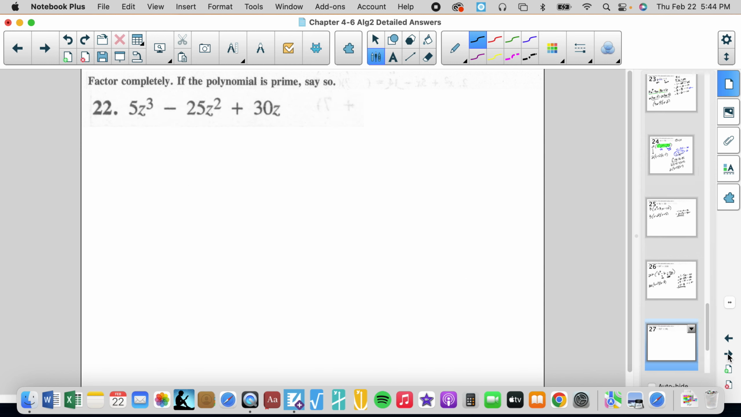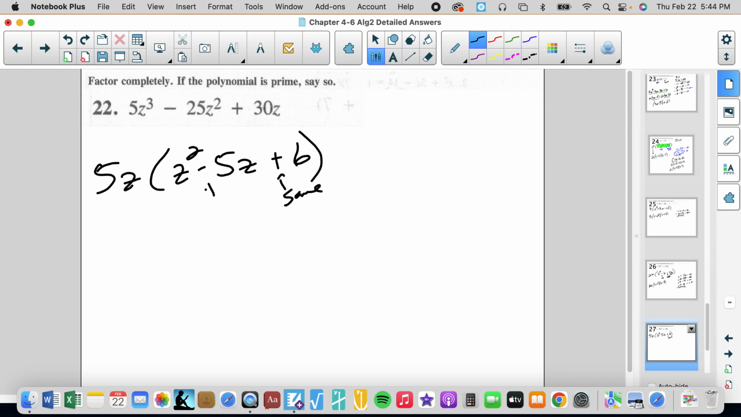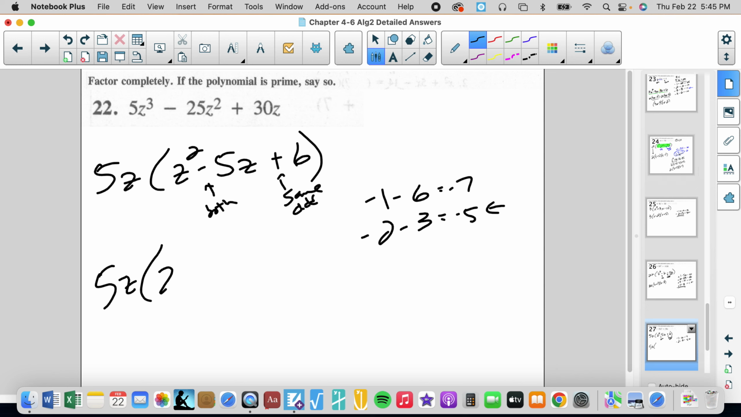5, 25, 30. Yep, we can factor out a 5z. That's z squared minus 5z plus 6. Factors of 6 when added equal 5. Signs are the same. Both are negative. 1 and 6, 2 and 3. When they're the same, you add. Both negative, sorry. Negative 2, negative 3. So we get 5z times the quantity z minus 2, z minus 3.